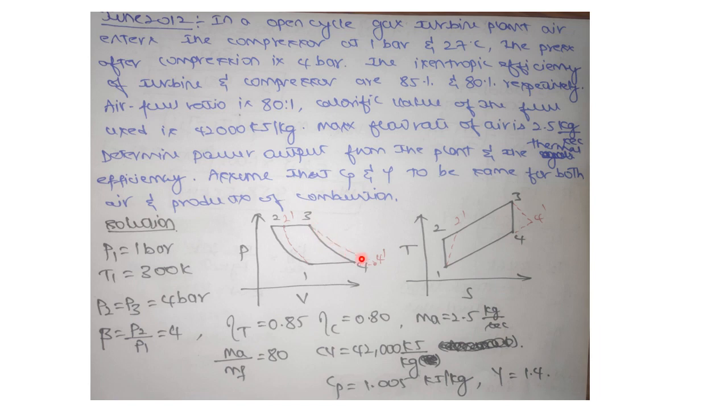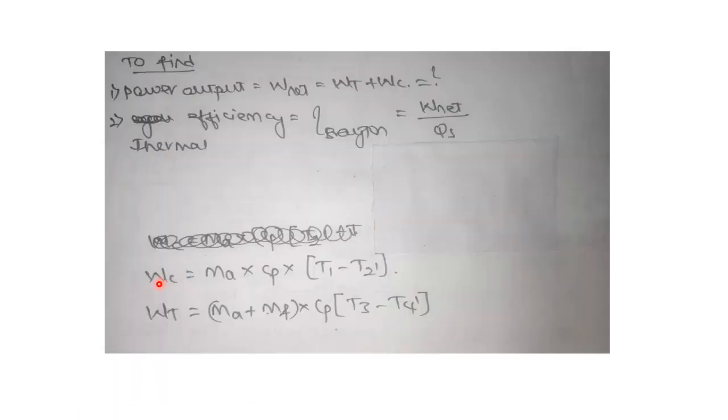So that is what is stated here. Work done by the compressor is given by m_a, that is only the mass of air, into Cp into delta T, T1 minus T2 dash, and the turbine work output is mass of air plus mass of fuel into Cp into T3 minus T4 dash. This is the change you have to keep in mind.